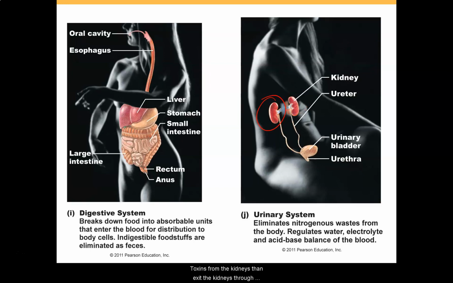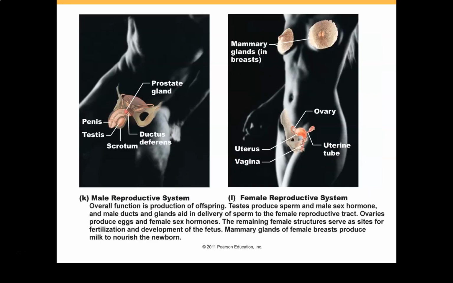Toxins from the kidneys then exit the kidneys through these long tubes known as ureters. These toxins are now called urine. Urine is stored in the urinary bladder and ultimately released through the urethra. So urinary system, the main function is to clean our blood.